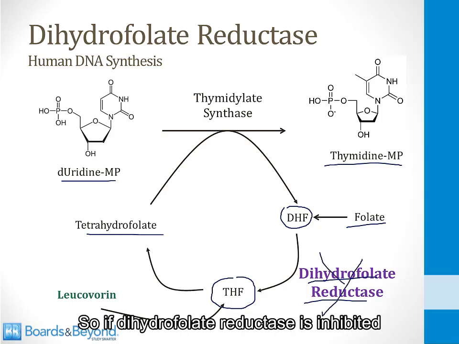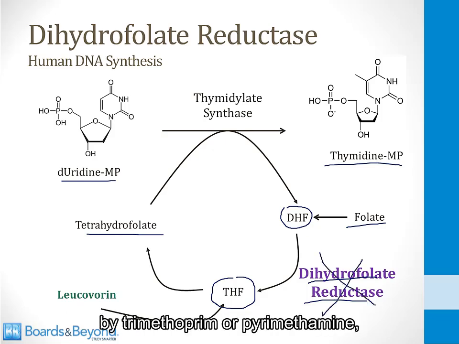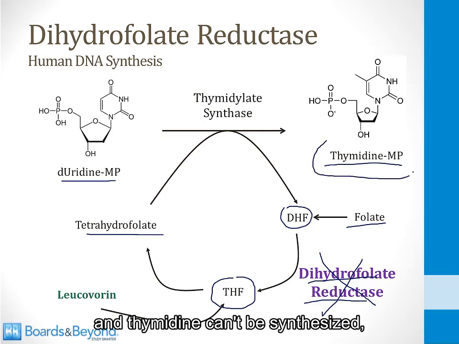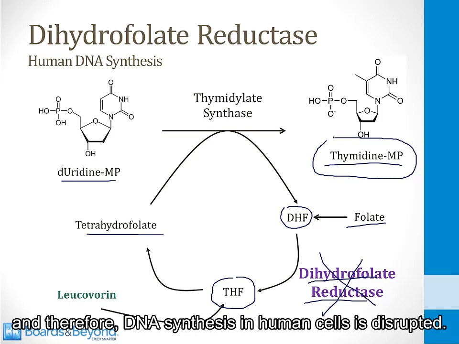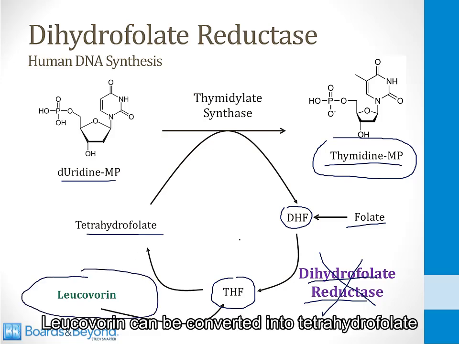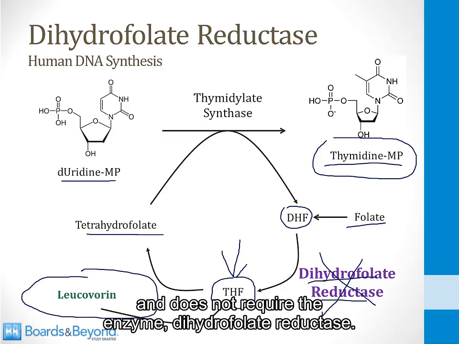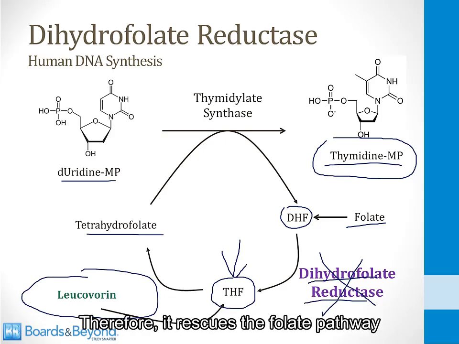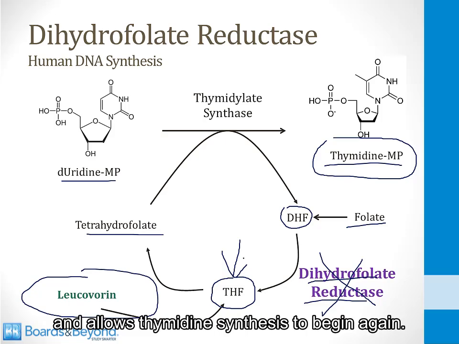So if dihydrofolate reductase is inhibited by trimethoprim or pyrimethamine, this disrupts the folate pathway, and thymidine can't be synthesized, and therefore DNA synthesis in human cells is disrupted. That leads to bone marrow suppression. Leucovorin can be converted into tetrahydrofolate and does not require the enzyme dihydrofolate reductase. Therefore, it rescues the folate pathway and allows thymidine synthesis to begin again.